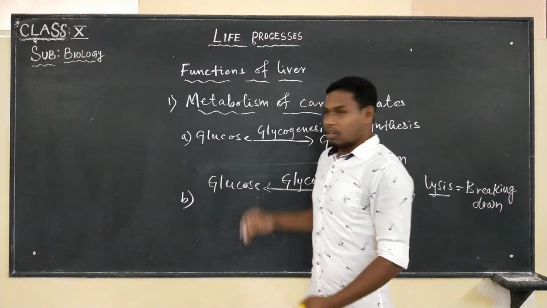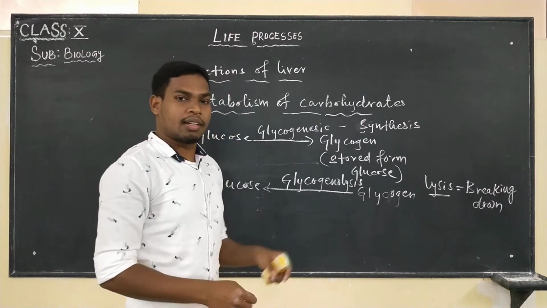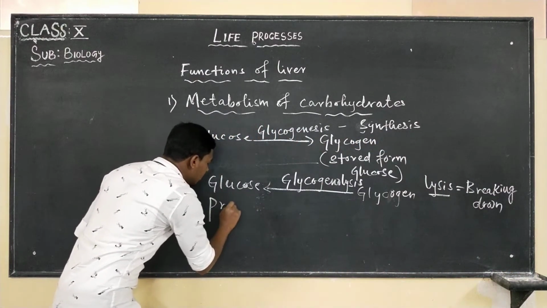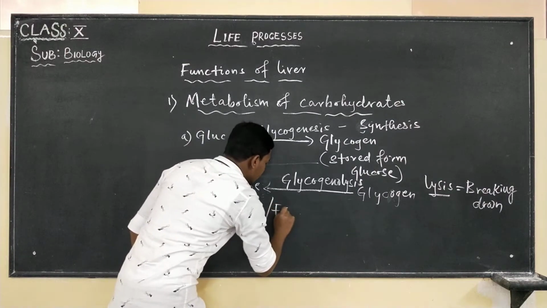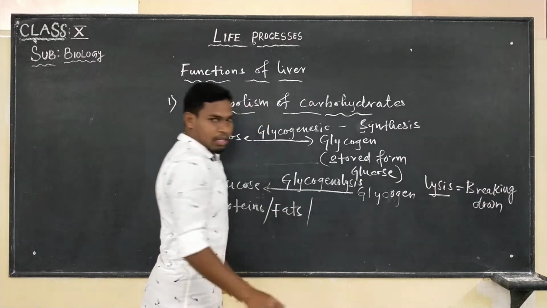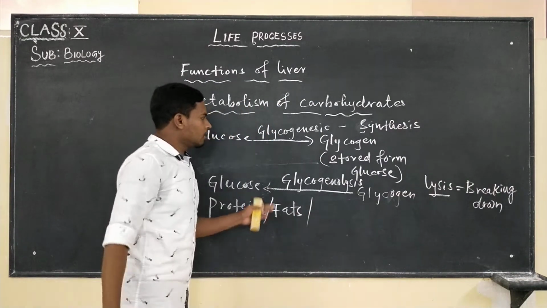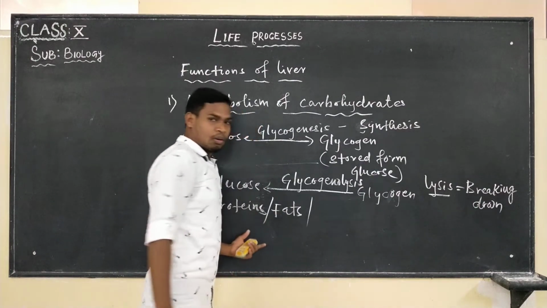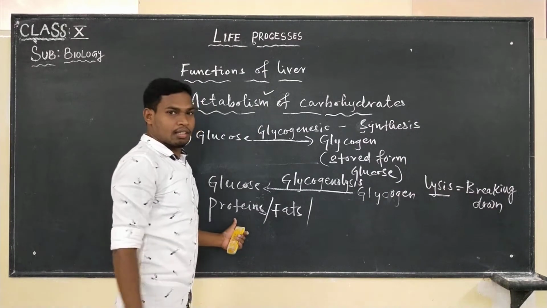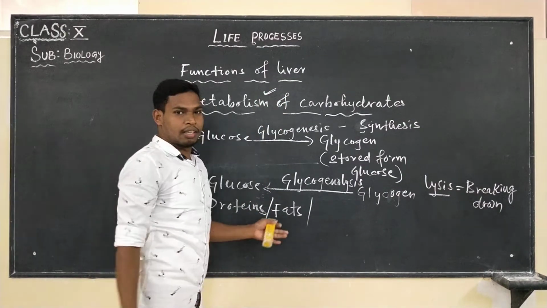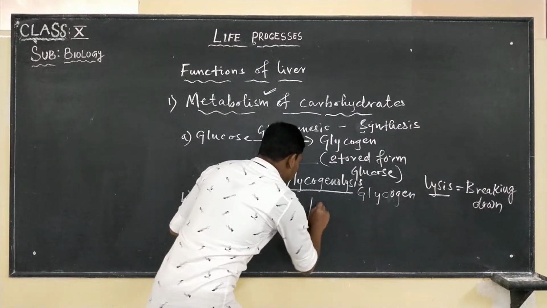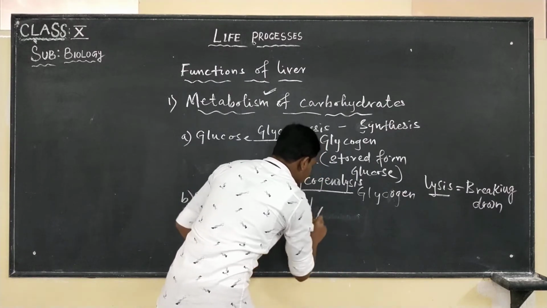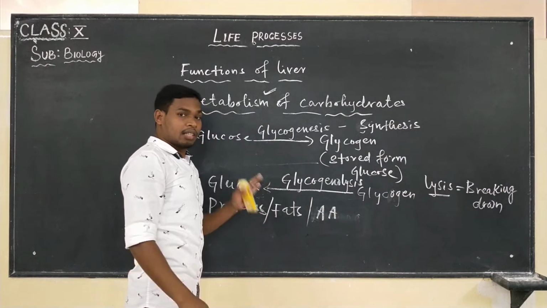The next process we are going to see is when glucose is formed from substances other than carbohydrate, like proteins, amino acids and fats. These are substances other than carbohydrates.